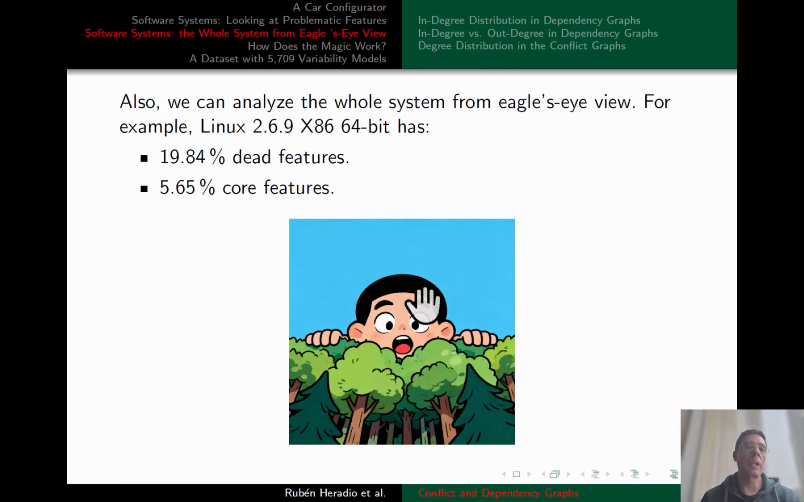Even more, we can go beyond analyzing particular features and analyze the whole system. For instance, in this version of the kernel, 20% of the features are dead. This means that almost 20% of the features should be removed from the system.